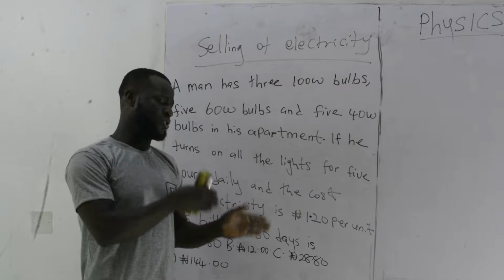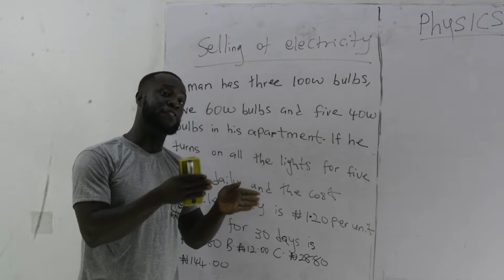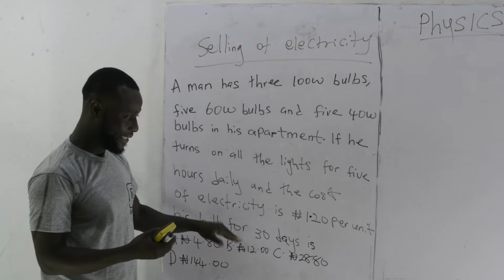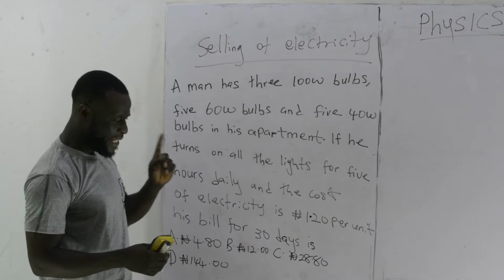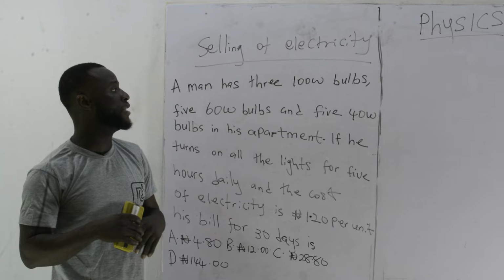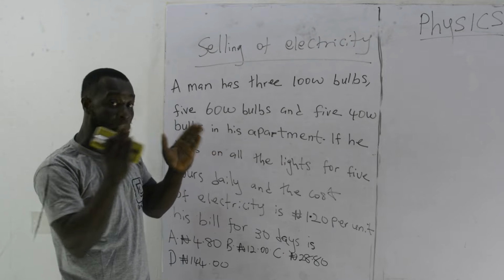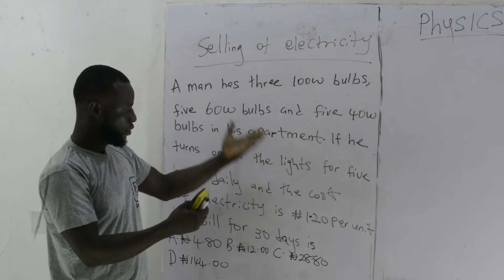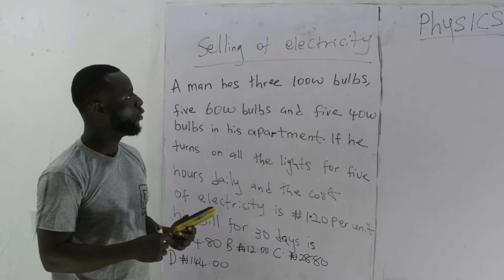They can even ask this question in a different way. They can say his bill for a month. So you should know that a month is 30 days. So if each day is only for like 5 hours, what I want to first do is calculate the total power, then I'll calculate my energy, then of course do all of that stuff that will follow.